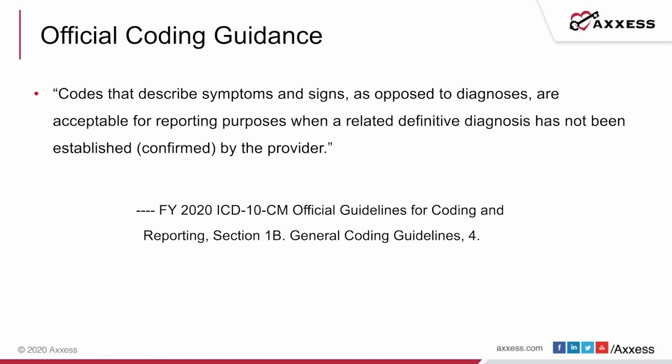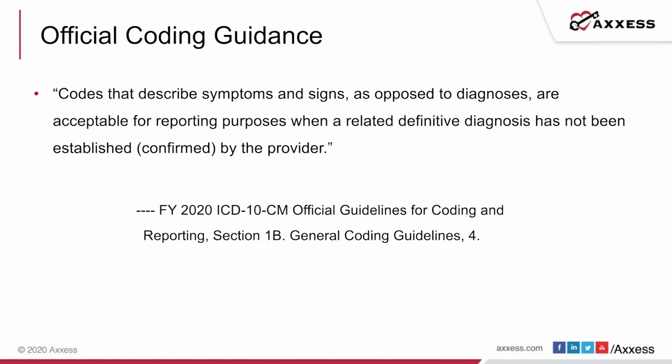All right, so let's look at more coding guidelines. It tells us here in section 1B that codes that describe symptoms and signs as opposed to diagnoses are acceptable for reporting purposes when a related definitive diagnosis has not been established or confirmed by the provider. So there are instances where symptom codes are appropriate. However, they shouldn't be used in the primary spot. We need to be finding out what's going on with the patient.